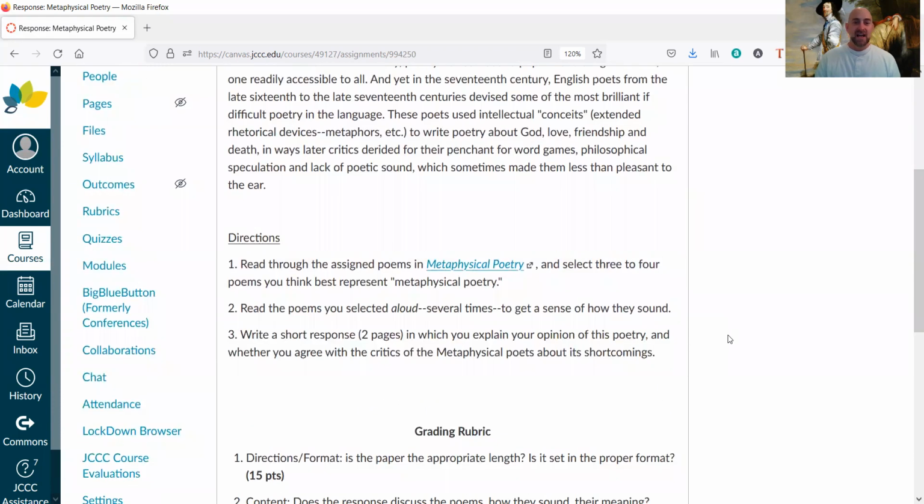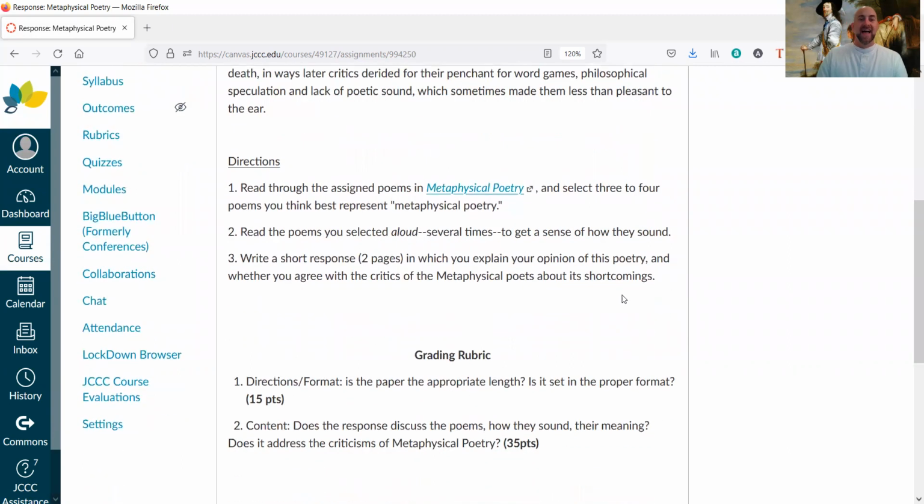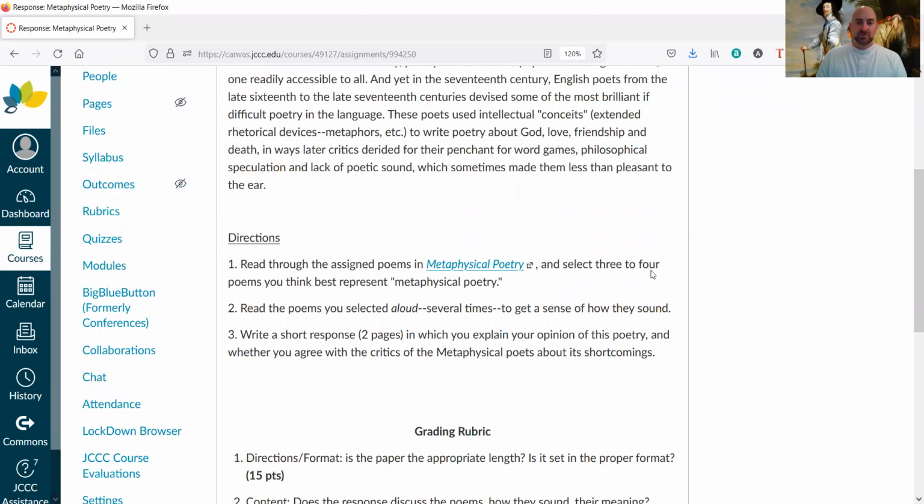And so I've assigned, as you'll see when I show you the module on Canvas, not all the poems in the book, but just certain selected poems I give you a list of in the module. And this is a link to the Internet Archive. What I want you to do is choose, it says 3 to 4, choose 4. Choose your 4 favorite poems from this and read the poems aloud.